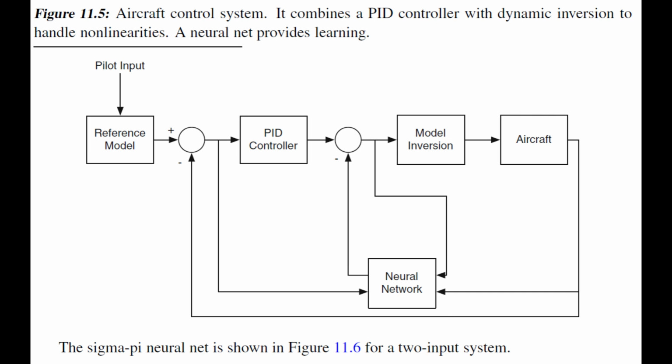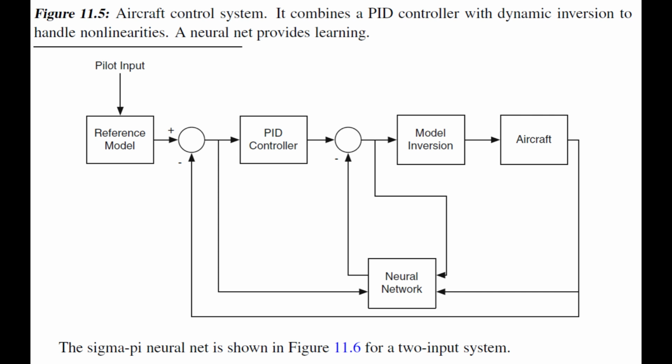Neural network. This block is included to learn from errors and improve the performance of the controller over time. The benefit of using dynamic inversion is that it can cancel out nonlinearities in the aircraft's behavior. Nonlinearity means that the aircraft responds differently to control inputs at different speeds or altitudes. By inverting the aircraft's model, the controller can linearize the system and make it easier to control.